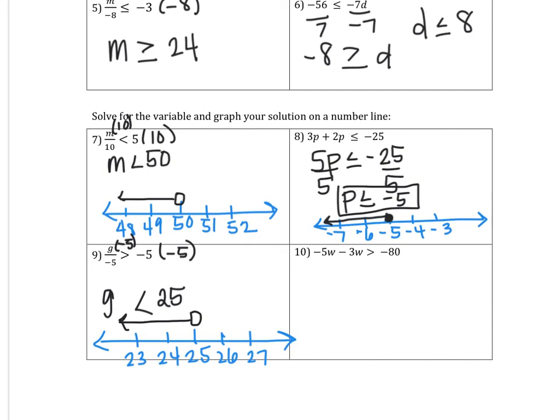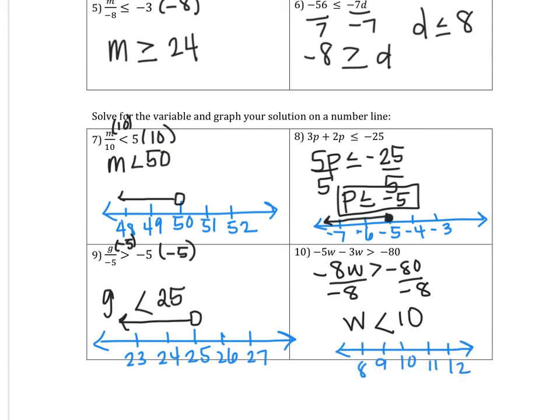Number 10, let's combine those like terms, and we have a negative 8w is greater than negative 80. Divide by a negative 8 on both sides to get w by itself. Because I divided by a negative, I'm changing the direction of the sign. So I get w is less than 10. So on a number line, 10 is going to be an open circle, and then everything less than that.